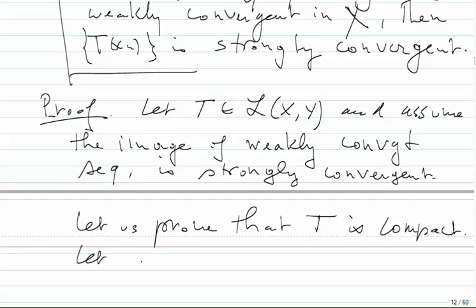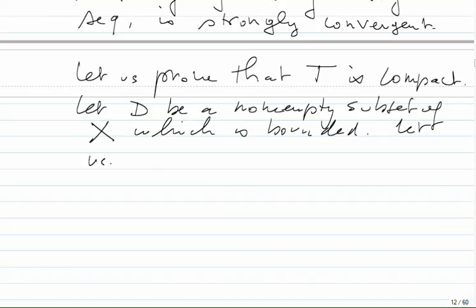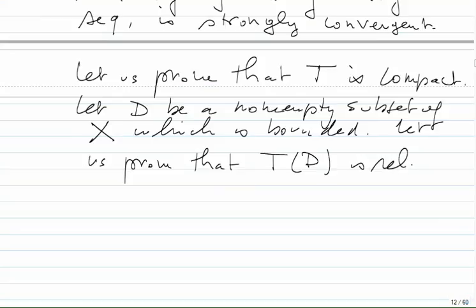Okay, let D be a non-empty subset of X, which is bounded. Let us prove that T(D) is relatively compact. So the idea here: either we go back to the definition, which is what I'm trying to do here, or we can also use the sequential characterization of compact operators. We have a choice, and in fact it's exactly the same. That's why I didn't even give you the proof initially.